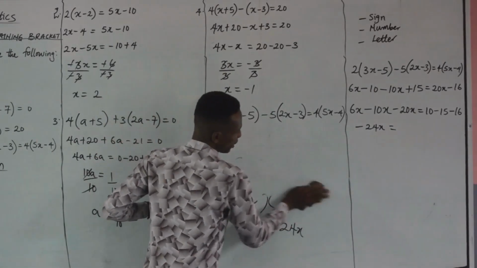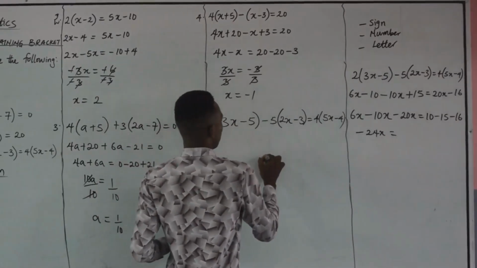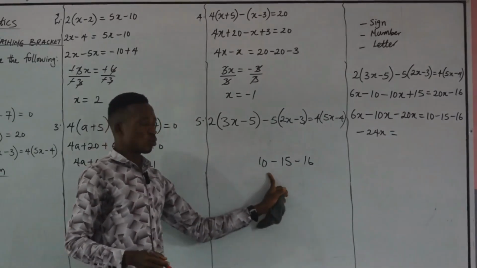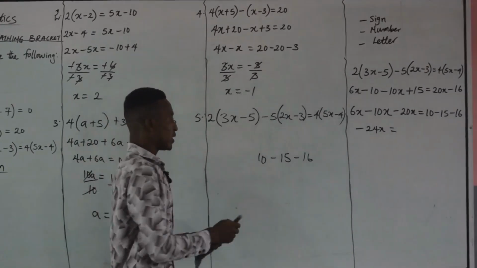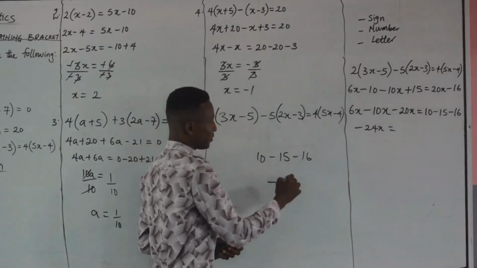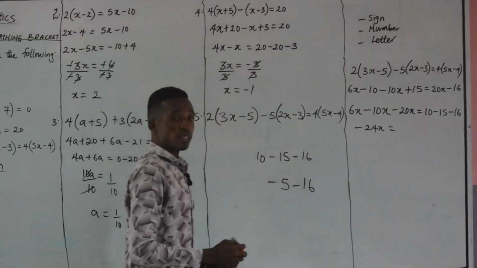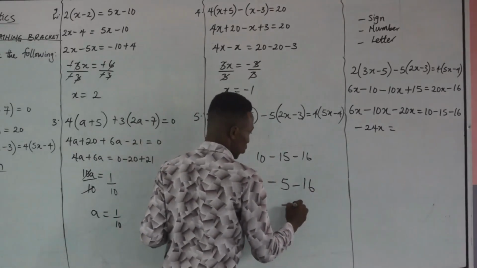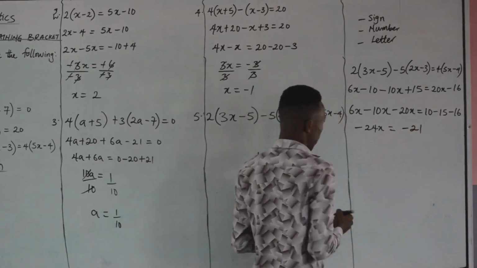Taking the right hand side, what we have there is 10 minus 15 minus 16. Take the first two. There's an invisible plus here. Plus 10 minus 15 gives us minus 5. So minus 5 minus 16, direct number. That gives you minus 21. So this one has become minus 21.